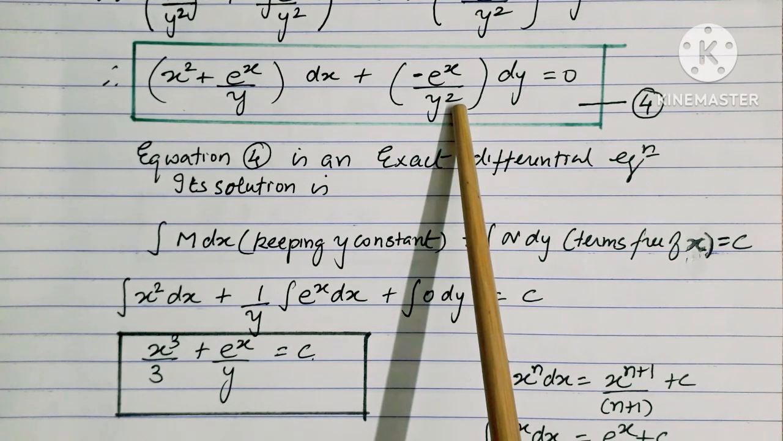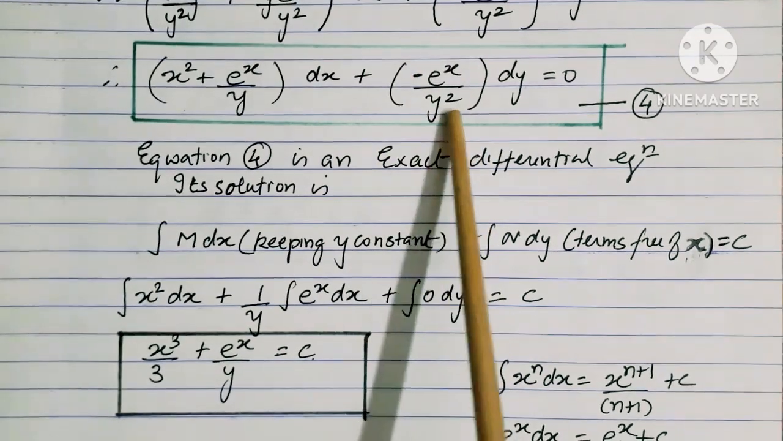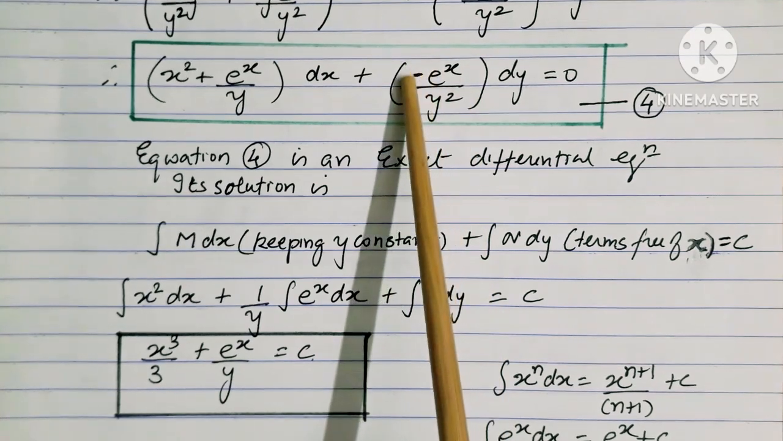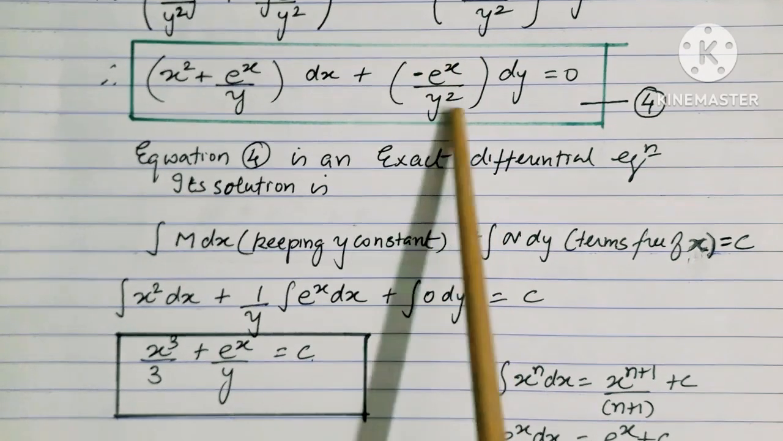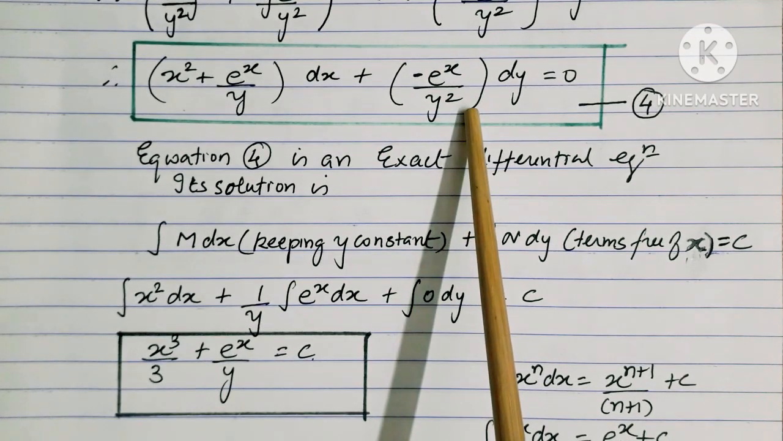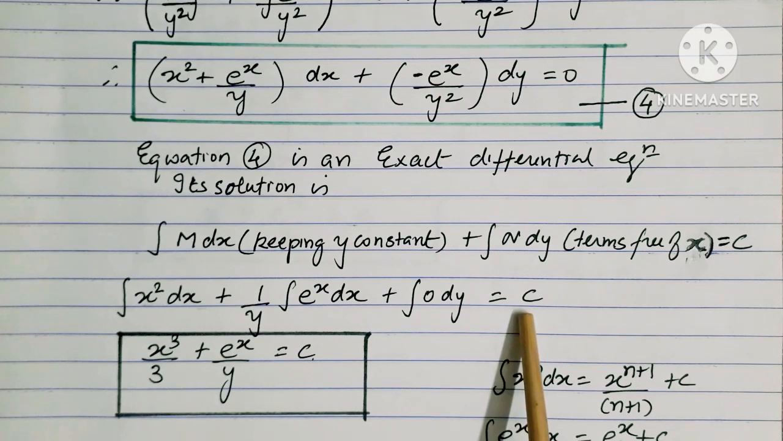Now we have to integrate N with respect to y, but we have to integrate only those terms in N which are free of x. But if you see here, there is only one term in N and it has a minus e raised to x in the numerator. So we'll have to neglect this particular term. So this would be plus integral 0 dy is equal to some constant c.